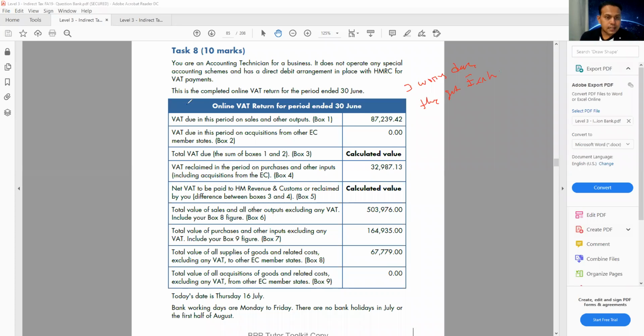Okay, this is the completed online VAT return for the period ended 30 June. The VAT due on the period on sales output, box 1, then box 2, box 3, box 4, box 5, box 6, box 7, 8, and 9. So they already calculated everything. So let's have a look. What is the question here? What is the requirement? Let's try to identify the requirement.